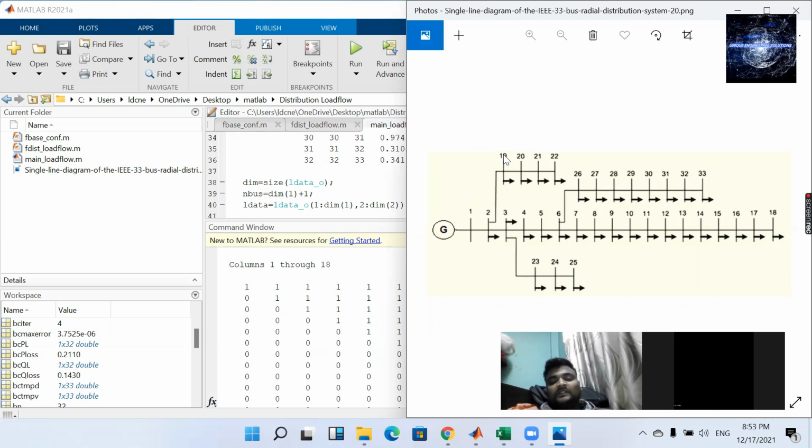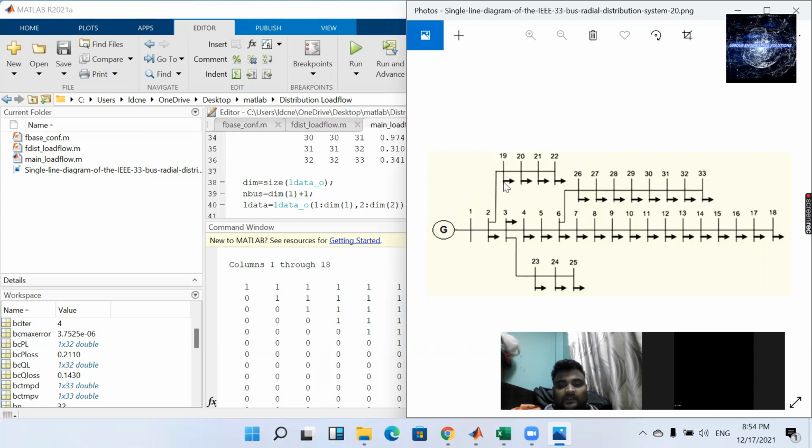Then in the 19th row, which columns have the value 1? 19 itself, 20, 21 and 22, because those are fed from the 19 bus, since power always goes from the 19 bus. Again, for the 19th column, which rows have the number 1? That is 1, 2, and 19.